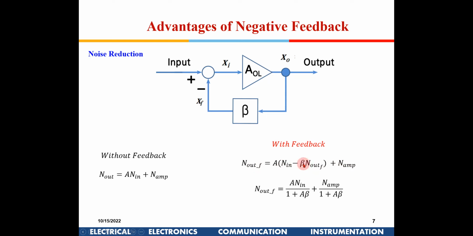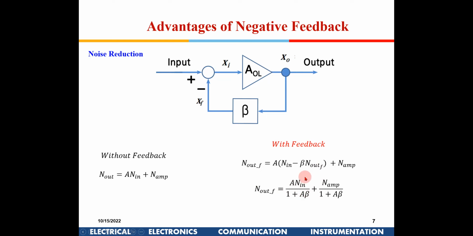Since the total noise is n out f, a fraction of that is given as feedback. That's why I have taken beta into n out f here. The difference of that is being amplified by this amplifier. Now if I rearrange these terms, I will get this. Now, the noise which is coming from the input, initially it was n in. It is now divided by 1 plus A beta. So the input noise is getting attenuated by 1 plus A beta.